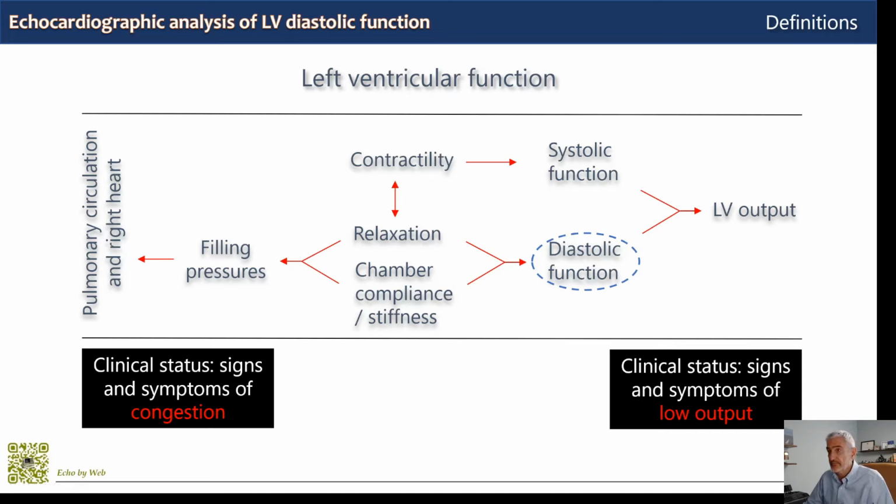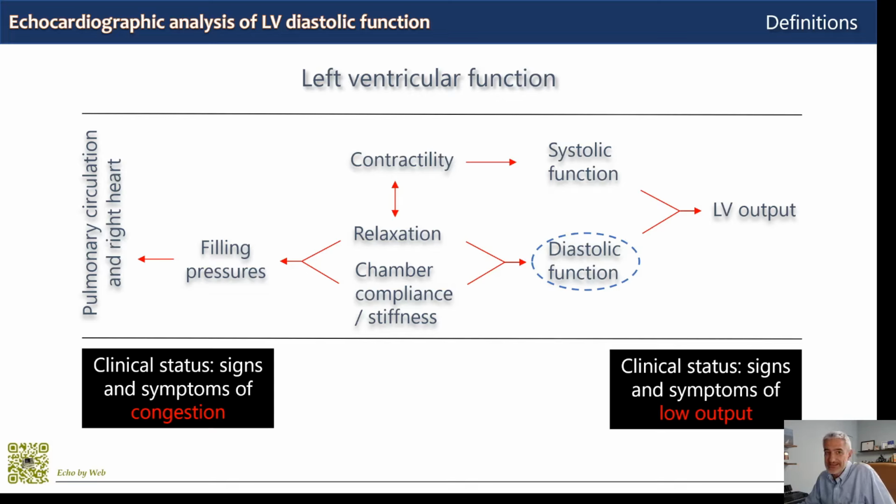Finally, it is equally important to understand that the cardiologist or sonographer must be familiar with the basics of cardiac pathophysiology, myocardial relaxation, Starling's law, the pressure volume loops, myocardial elastance, and so on. All concepts that we will refer to in this and the next video, and that are or will be detailed in separate videos in this channel.